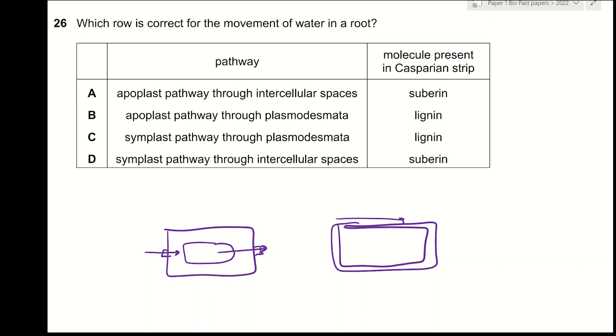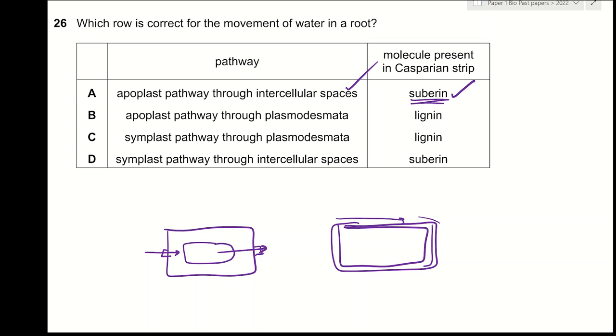Now, let's see the suggestions that we have here. A. Apoplast pathway through intercellular spaces. Now, as we said, apoplast pathway does occur through intercellular spaces or through cell walls outside of cells. Now, molecule present in Casparian strip. As we all know, Casparian strip is waterproof and does not let water through by apoplast pathway. It only lets water through by symplast. Therefore, it has a waterproof material called suberin.